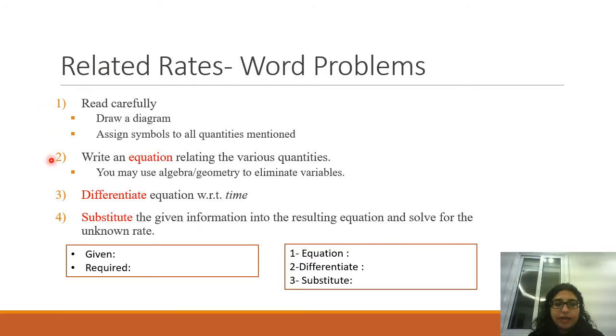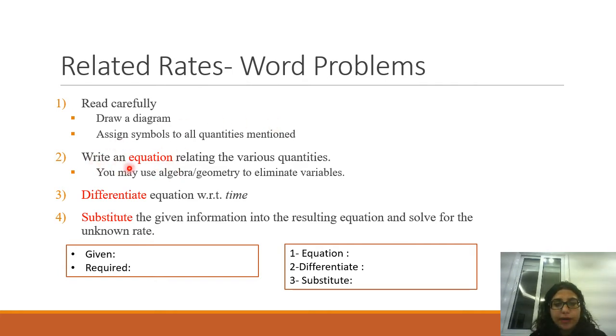So here is the strategy to solve related rates problems. First, you need to read carefully. If you can have a diagram or a drawing that represents what you're reading, it will help you a lot. Then you will start to give symbols to any quantities mentioned in the problem. If it's talking about a distance, you would call it x. Talking about an area, you would give a symbol A.